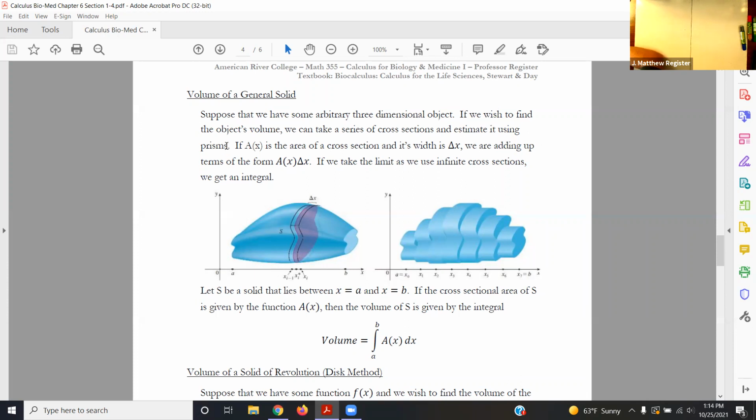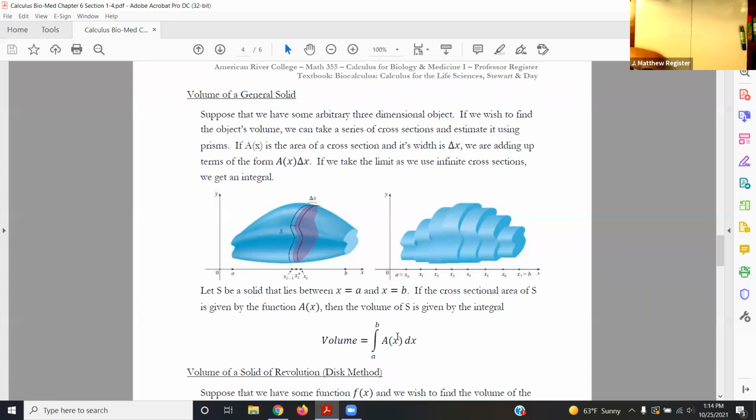And so if we wish to find the object's volume, one way we can do this is take a series of cross sections and estimate it using prisms. And so in this case, sometimes cylinders work, but they don't necessarily have to be cylinders because if it's not circular, then it's not going to be a prism. But if A of x is the area of the cross section and its width is given by delta x, then we are adding up all terms of the form A of x times delta x. And if we take the limit as we use infinite cross sections, we get our standard integral.